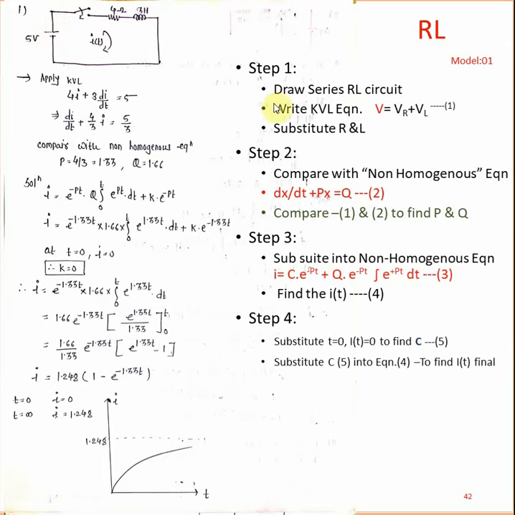Step number 1: you can find the KVL. Find out the KVL, then substitute the R value and the L value. Compare with the non-homogeneous equation number 2. You can compare to this one and find out what the p value is and what the q value is. After finding the p and q values, substitute them into the non-homogeneous equation for I of t.